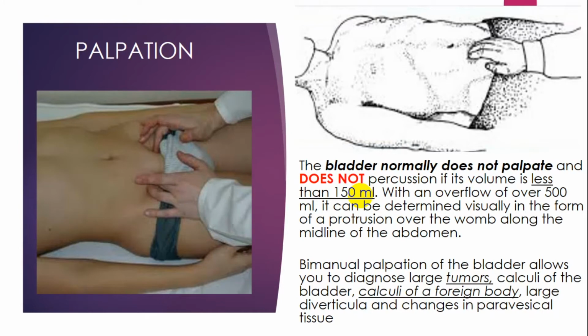Bladder palpation is important too, but normally the bladder is not palpated or percussed if its volume is less than 150 milliliters. With an overflow over 500 milliliters, it can be determined visually in the form of a protrusion above the pubis along the midline of the abdomen. Manual palpation of the bladder allows you to diagnose such cases as tumors, calculi, foreign bodies, diverticula, and changes in paravesical tissues. This palpation can be and should be provided accurately and softly.